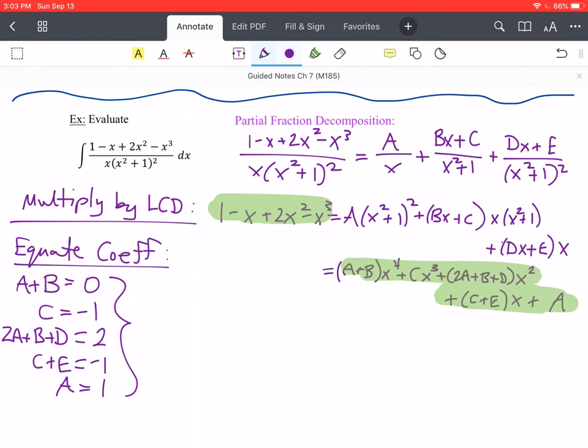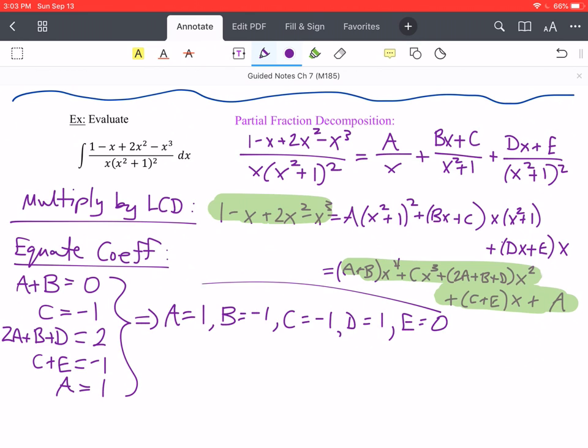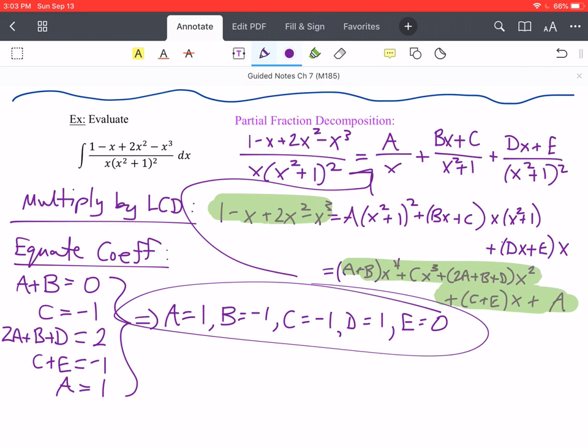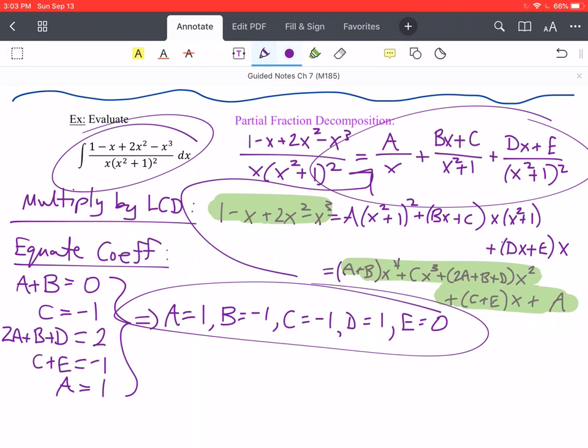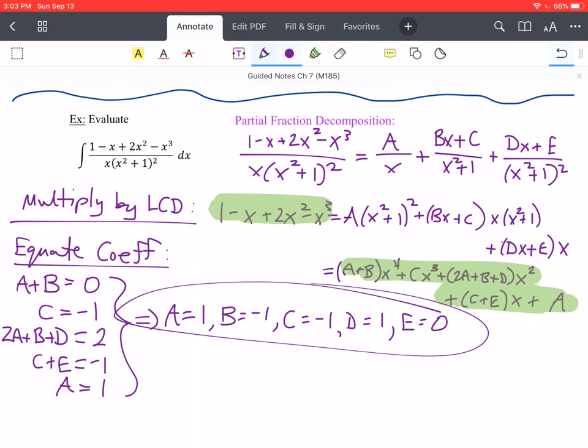And we just need to find b, d, and e using those values. So we can do that. I'll just cut to the chase here. So we get a is 1, b is negative 1, c is negative 1, d is 1, and e is 0. So that's what we get for our values. All those values are going to go into the partial fraction decomposition here so that we can split this ugly function into 3 smaller, more manageable functions.